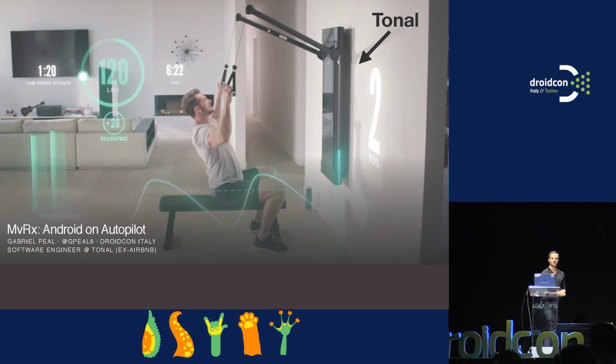All right, my name is Gabriel Peal. I'm a software engineer at Tonal, and I used to be at Airbnb. Today, I'm going to talk really, really fast because we have a lot to cover in about 40 minutes, so bear with me. We're going to talk about Mavericks. Mavericks is an Android architecture library built on top of Android Jetpack view models and Kotlin. And if you like buzzwords, it also conforms to MVVM, MVEI, and unidirectional data flow.